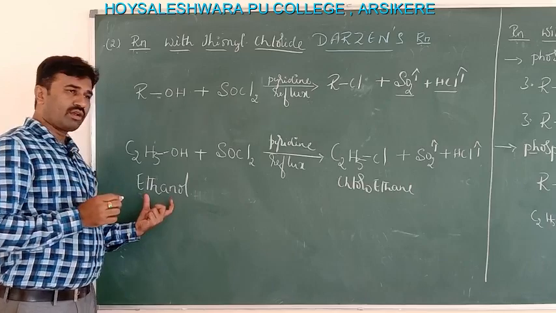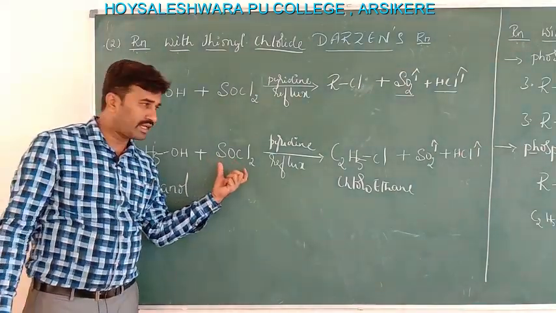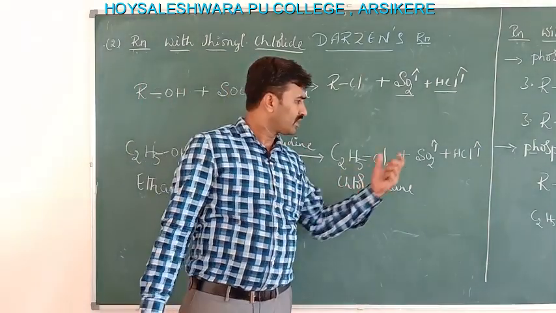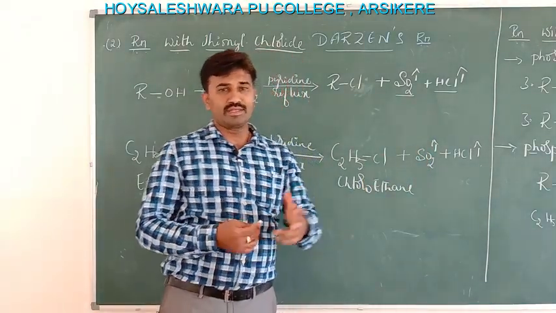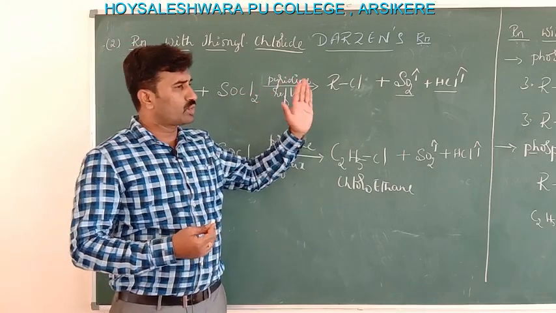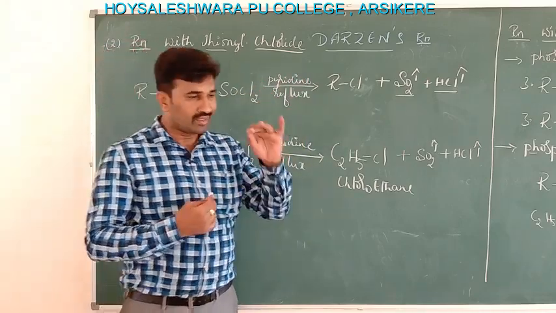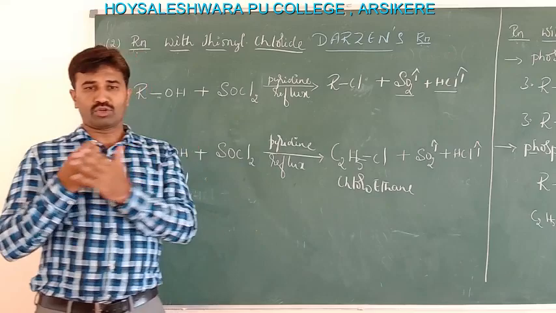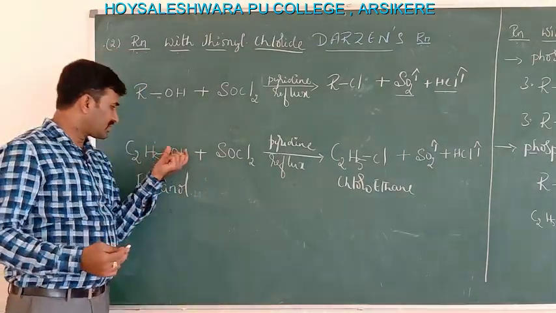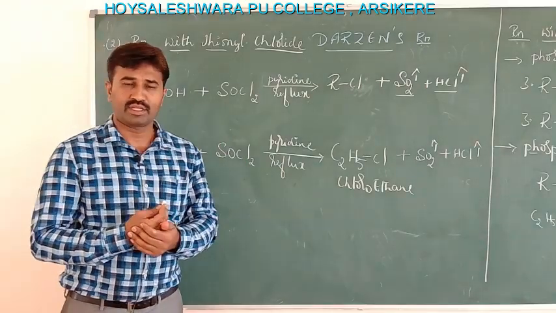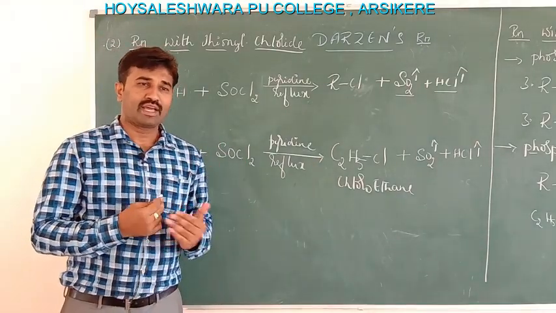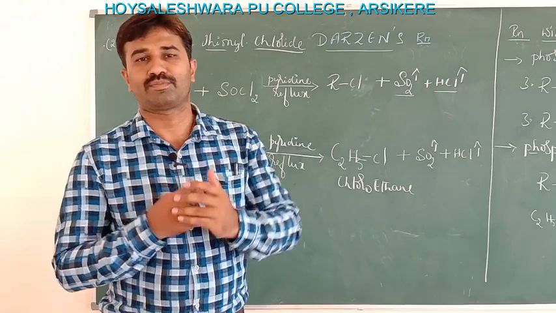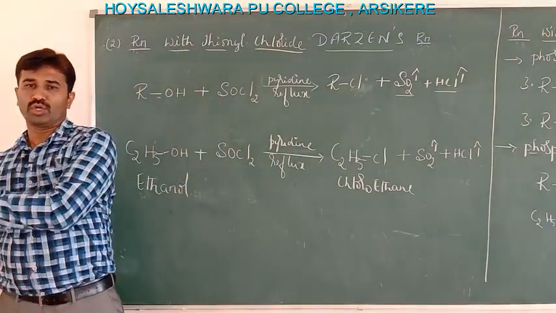Example for this, consider ethanol, that is ethyl alcohol, upon reacting with thionyl chloride in presence of pyridine as a catalyst under reflux condition gives chloroethane, SO2 and HCl as byproducts. In this reaction, the byproducts SO2 and HCl are gaseous in nature. Therefore, this reaction is widely used in industries for the preparation of chloro compounds from alcohols, or the replacement of the hydroxyl group by a chlorine atom. That is, chlorination of alcohols can be done by using thionyl chloride. Therefore, this is the best method for the conversion of hydroxyl group into chloro compounds.